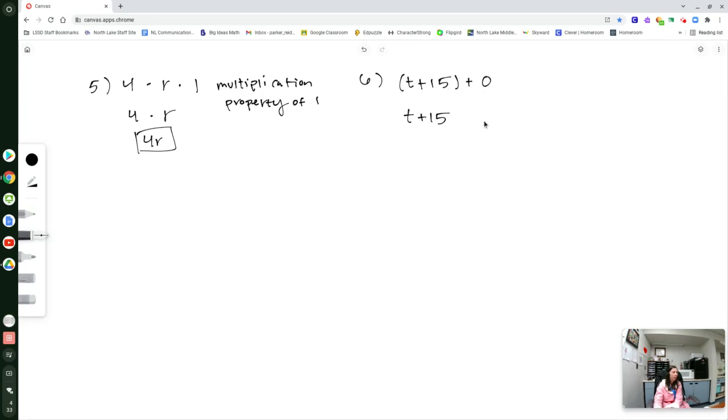This is another one where we might go, I already knew that. Adding 0 doesn't change anything, but it actually does have a name. It is called the addition property of 0. It tells you what happens when you add 0. Nothing. It just stays itself. So these are just some examples showing you how we can use these properties to simplify expressions, to take things that are a bit longer and shorten them down a little bit.